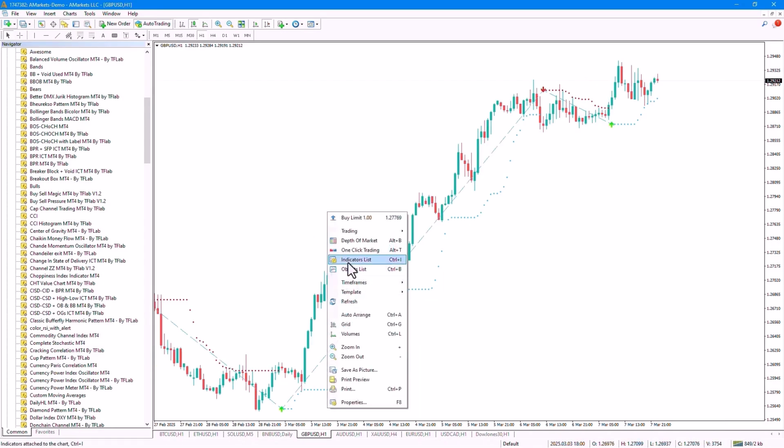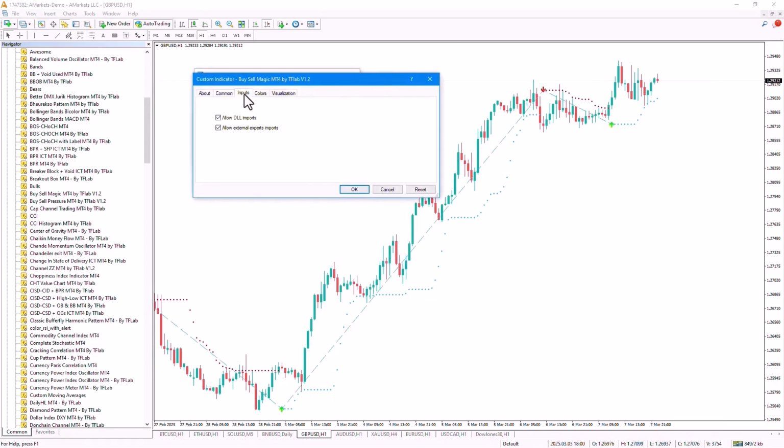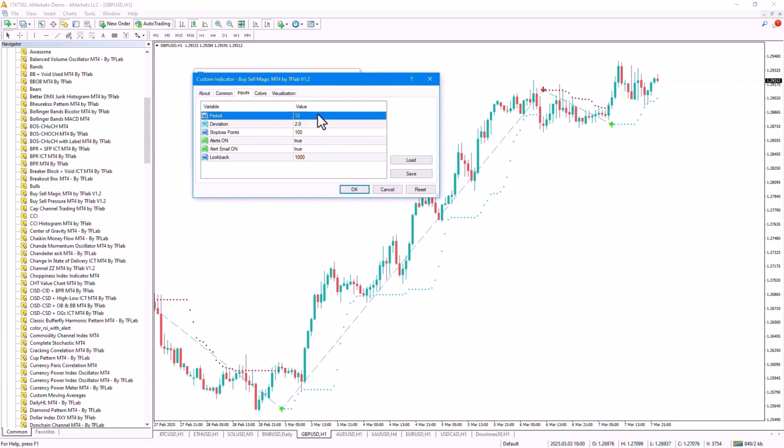In the settings section, in the inputs section, there are several options for us. In the first section, you can select the calculation period for the indicator. The higher this number, the fewer pivot points and trend changes will be identified in the market, and it will have more reliability compared to shorter periods.